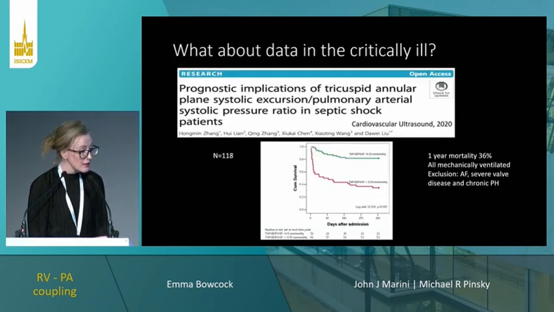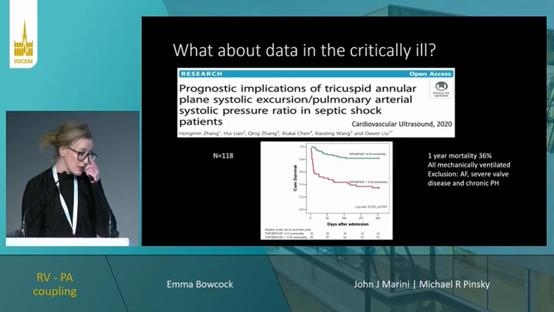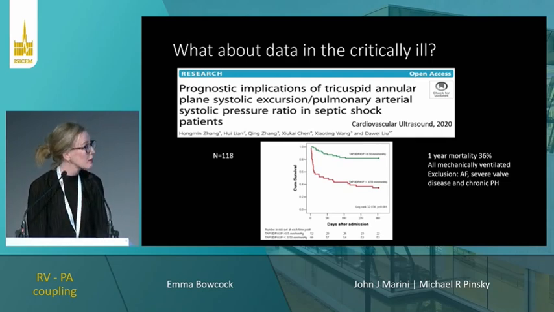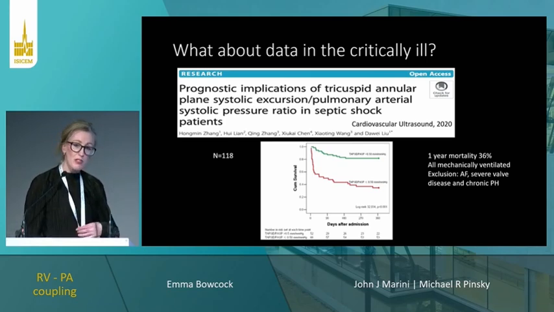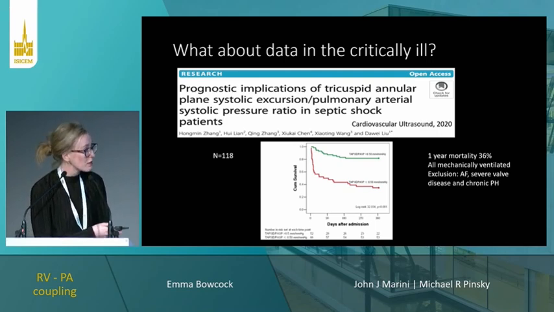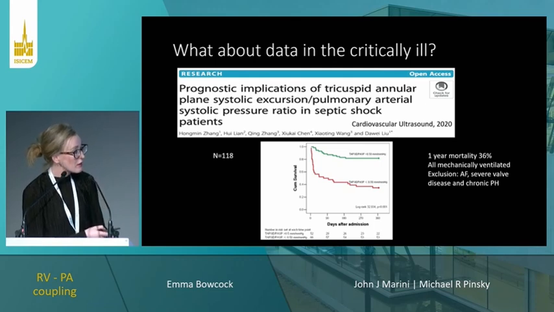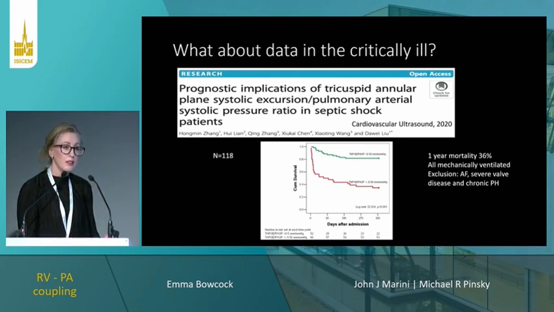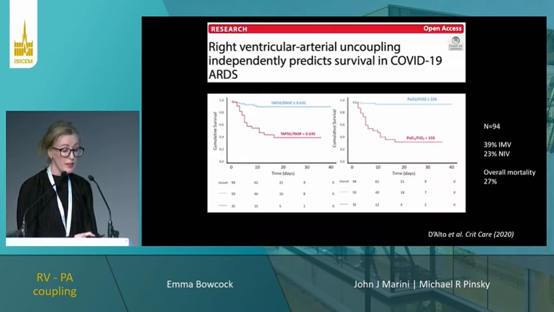So what about data in the critically ill? There are a couple of studies looking at these parameters, one by Zhang and colleagues in 2020 of 180 mechanically ventilated septic shock patients. The overall one-year mortality in this group was 36%, and there were a few exclusion criteria, and all of the patients were mechanically ventilated. By ROC curve analysis, they found a cutoff value which independently predicted mortality after multivariate analysis of 0.5, and the Kaplan-Meier curve shows that patients with values lower than this had higher mortality at 1 year.